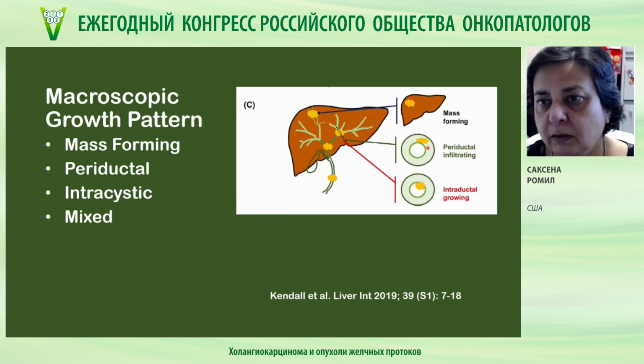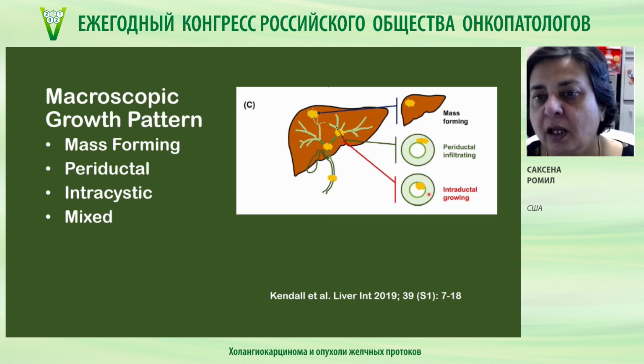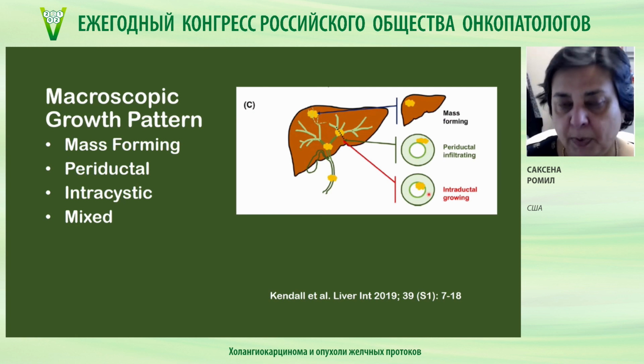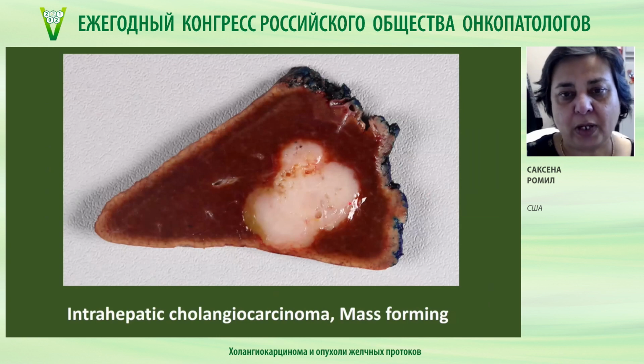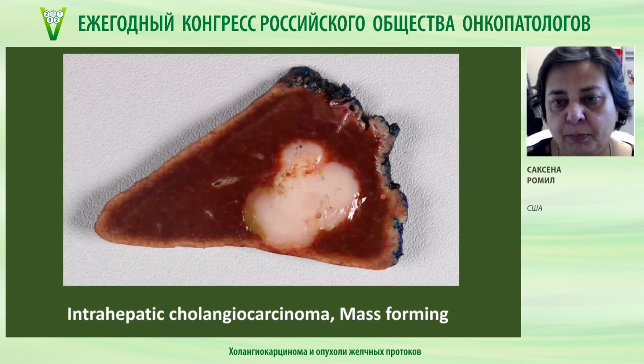So mass-forming, peri-ductal infiltrating, and intraductal growing cholangiocarcinomas, these are the three macroscopic growth patterns. And I will show you examples from our own practice of various types of cholangiocarcinomas.